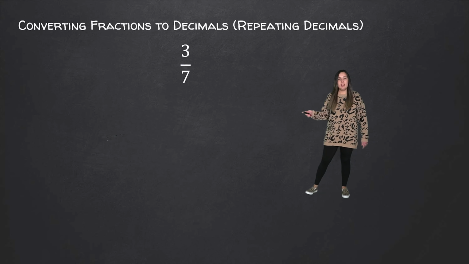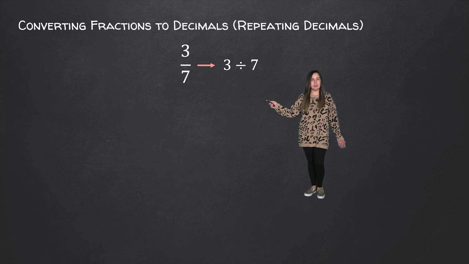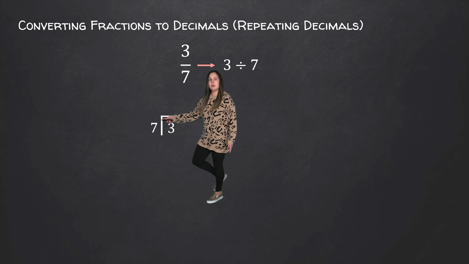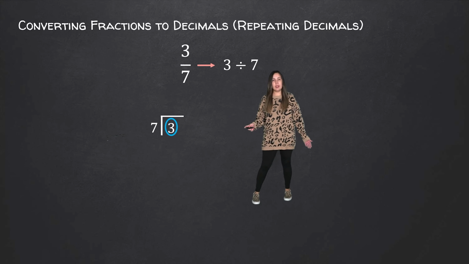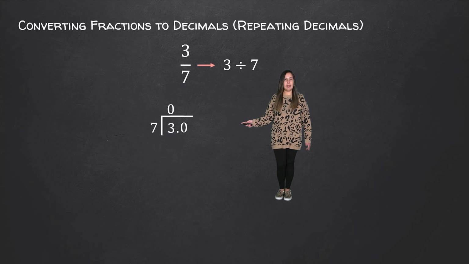All right, so here we have 3 over 7. And again, we're going to write this as a division problem. So 3 divided by 7, where 3 is our dividend and 7 is going to be our divisor. Then we ask ourselves, how many times does 7 go into 3? Well, 7 does not go into 3, so we put a 0 there, add a decimal point, and add a 0. Make sure you bring up the decimal point to ensure that we get the correct value. Then we ask ourselves, how many times does 7 go into 30?